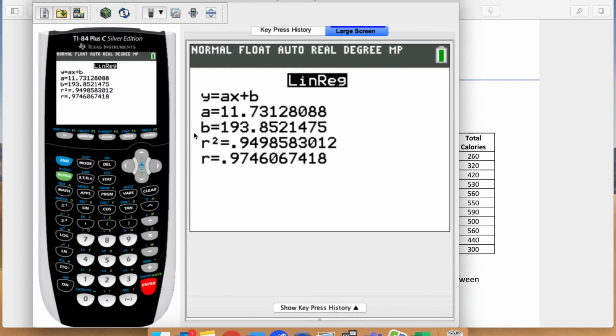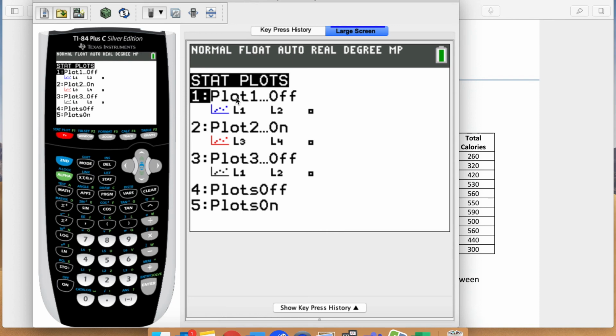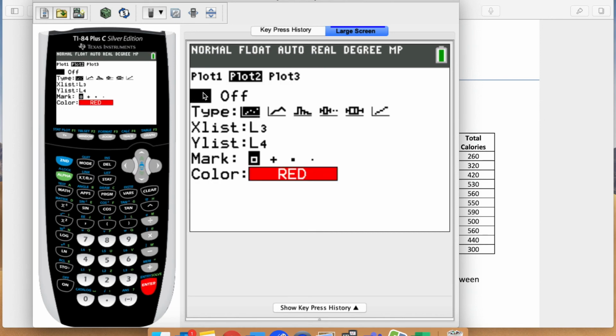If you wanted to graph this to see it on here, what we would need to do is go to second function y equals, and we would turn on a plot. It doesn't matter which one you turn on. I've already got plot 2, so I'm going to take it. You have to scroll to turn it on, and then you go to what you want your list to be. Again, I've got the wrong list in, so I'm going to change it to L1, and then I'm going to change this one to L2, so that's my Y values.